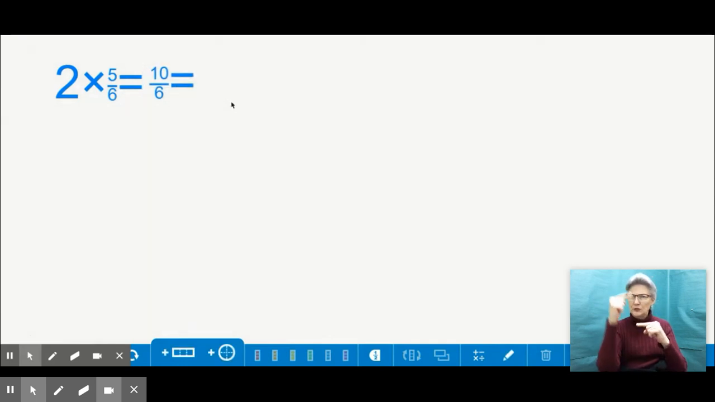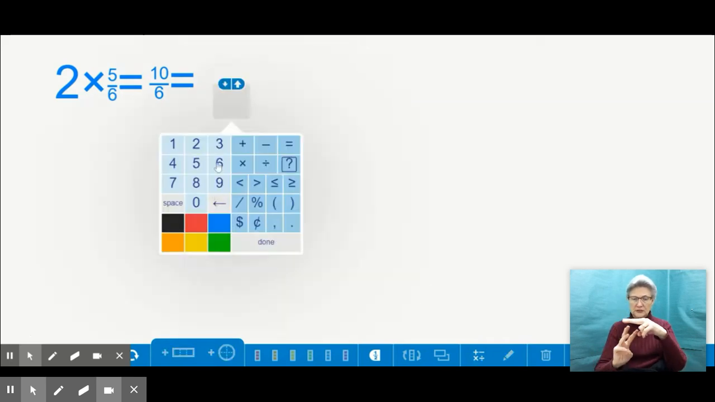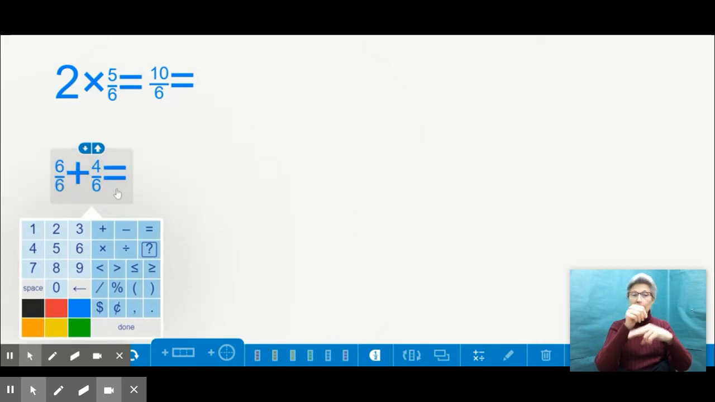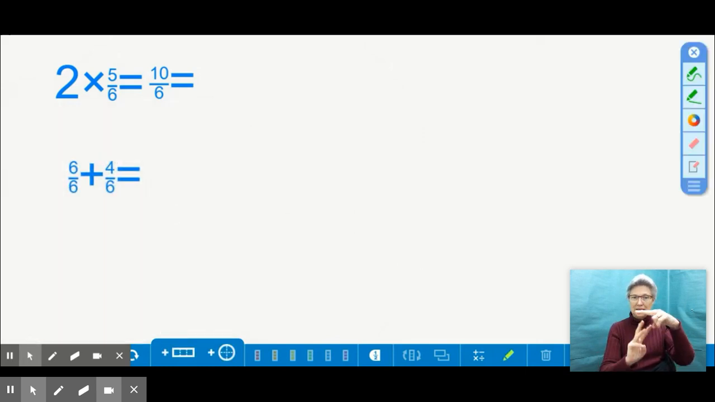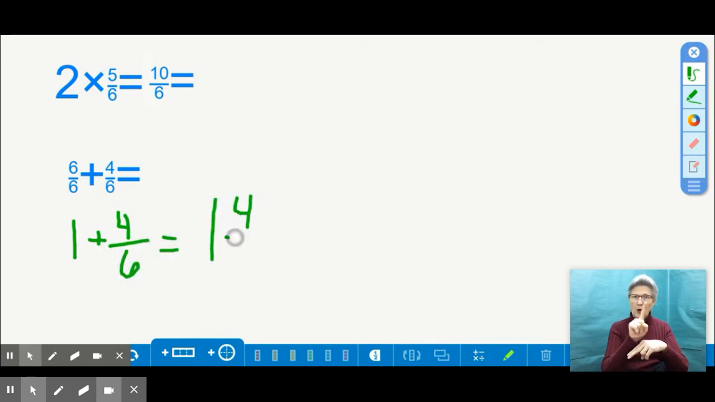Well, we know that 10/6 is the same as 6/6, which is 1 whole, and then we have those 4/6 left over. So I'm going to write that out too. So 6/6 plus 4/6 equals 10/6, right? And I know that 6/6 is 1 whole, and then I know that 4/6 I can just keep as 4/6 to give me 1 and 4/6. So 10/6 is equivalent to 1 and 4/6 if we rename it as a mixed number.